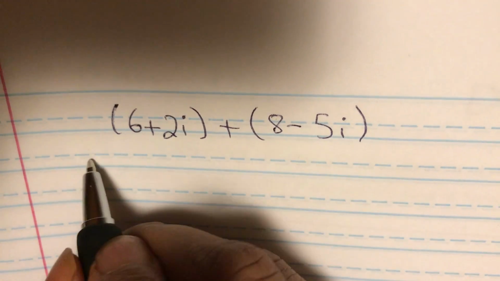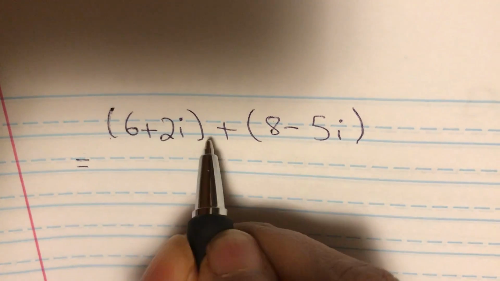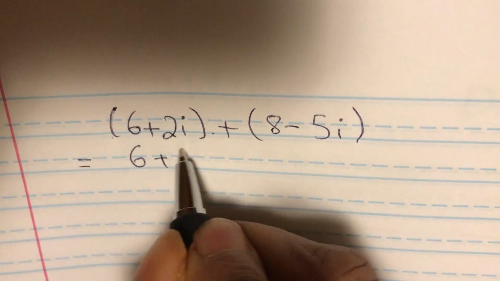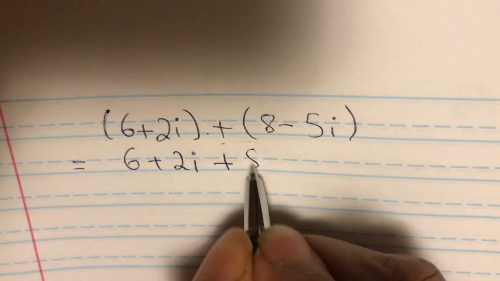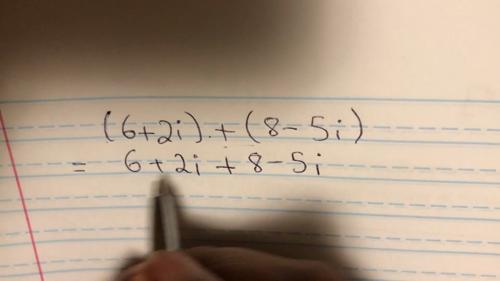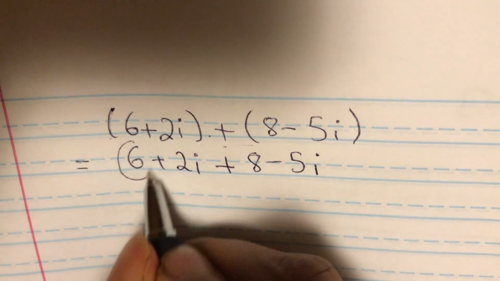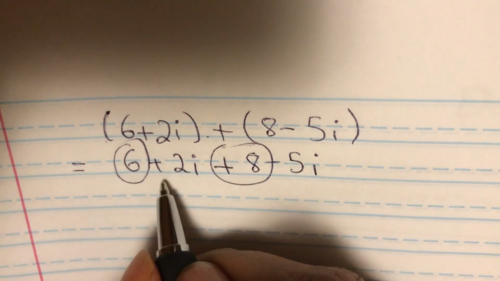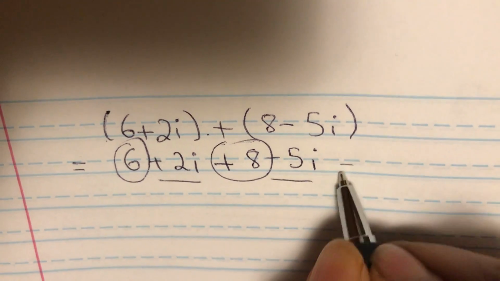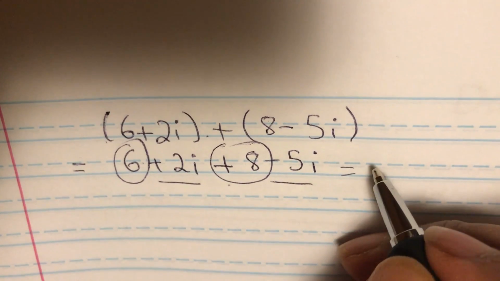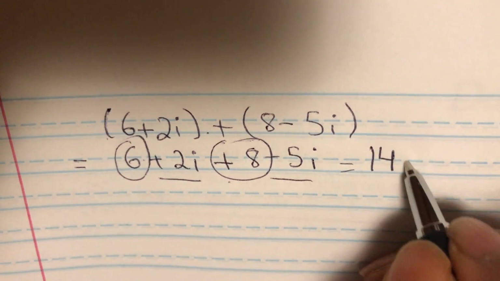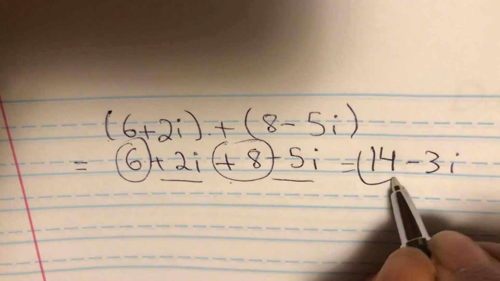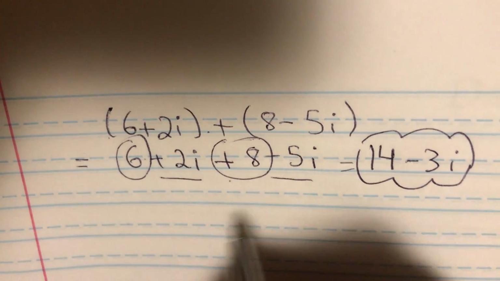Okay, so just like regular rules of algebra, let's get rid of the parentheses. So 6 plus 2i is addition, my operation, so I'm going to write down plus 8 minus 5i. Well, here, basic rule of algebra, combine like terms: 6 plus 8, and then 2i and negative 5i. 6 plus 8 gives me 14. 2i and negative 5i is a negative 3i, and that would be my answer.